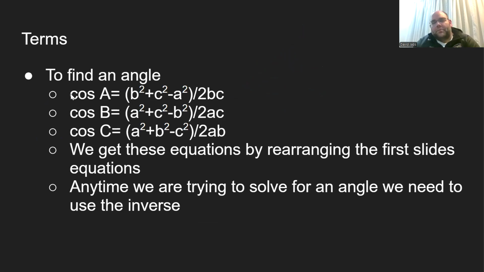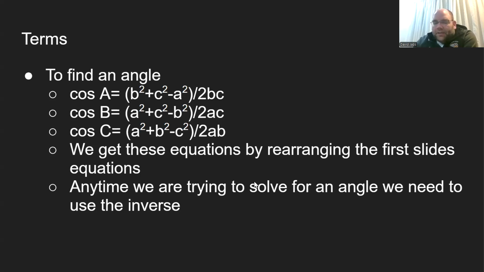So we still have the same triangles, little a across from big angle A, side little b across from big angle B, side little c across from big angle C. Okay, so to get this, like I said, we just rearranged the last slide's equations to get there.